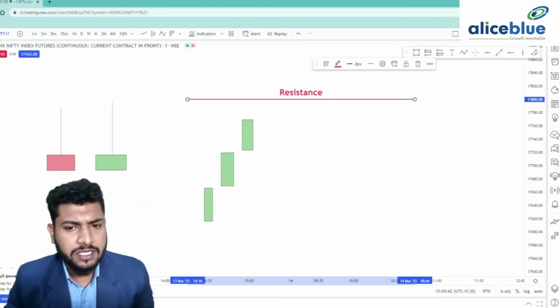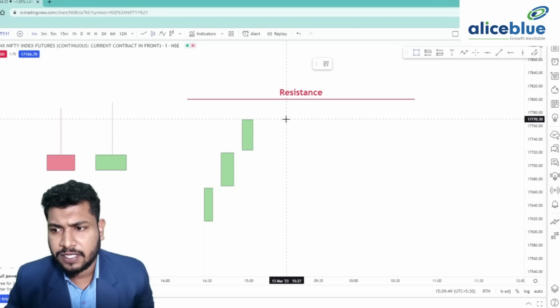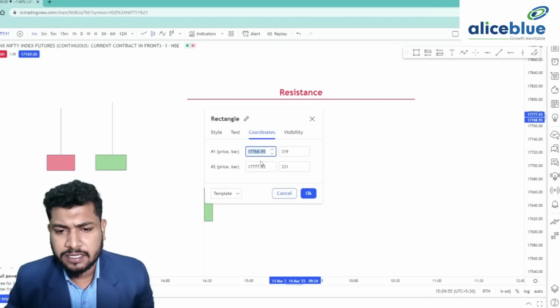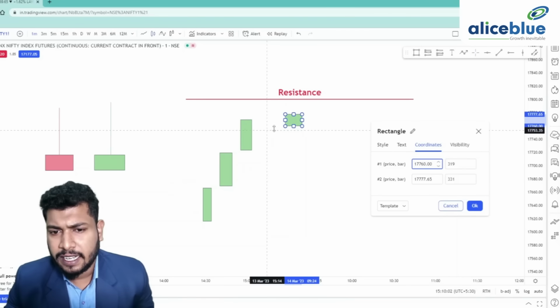So see here, for example, the market opens at the level of 17,760. The market opens at 17,760, and the price went up to 17,820.